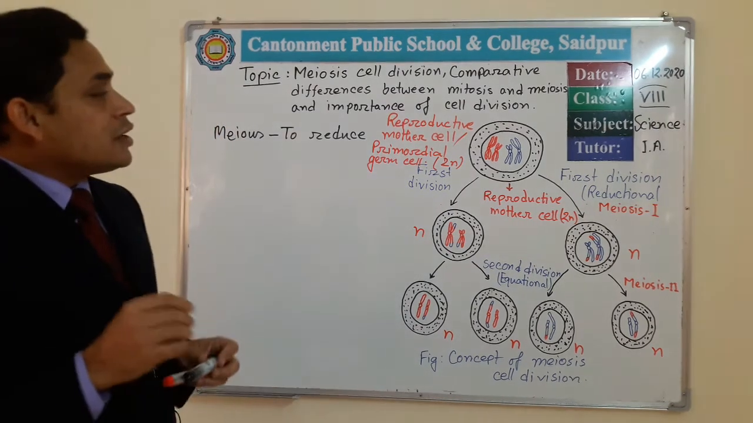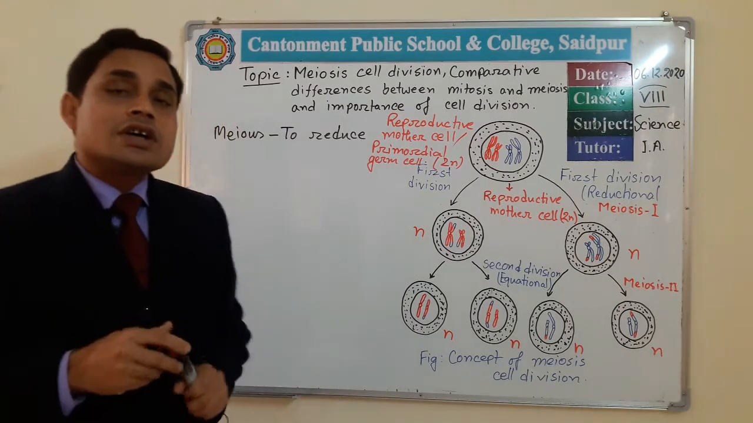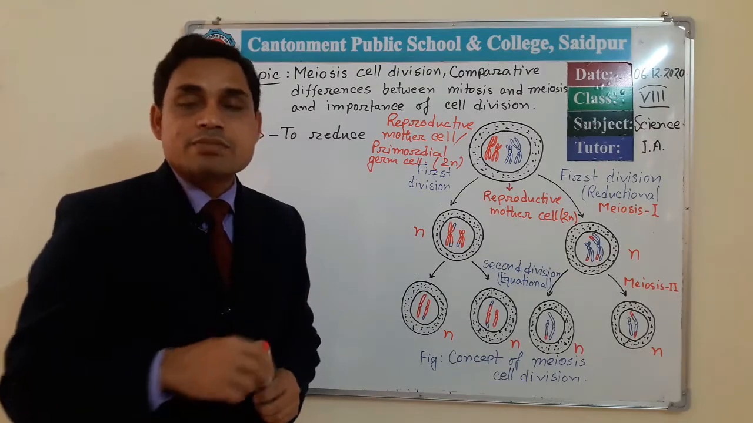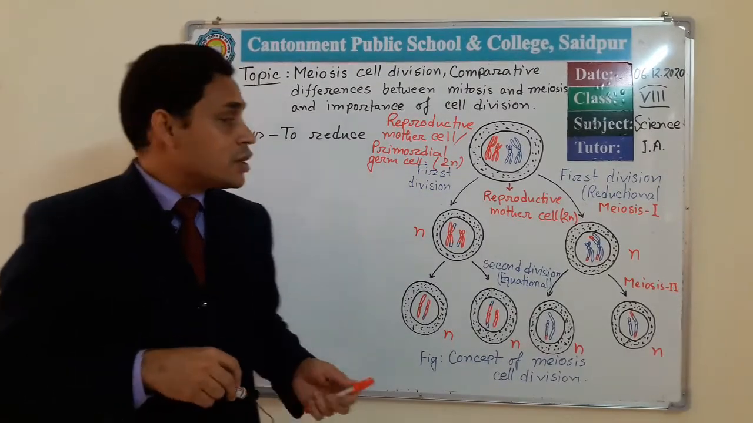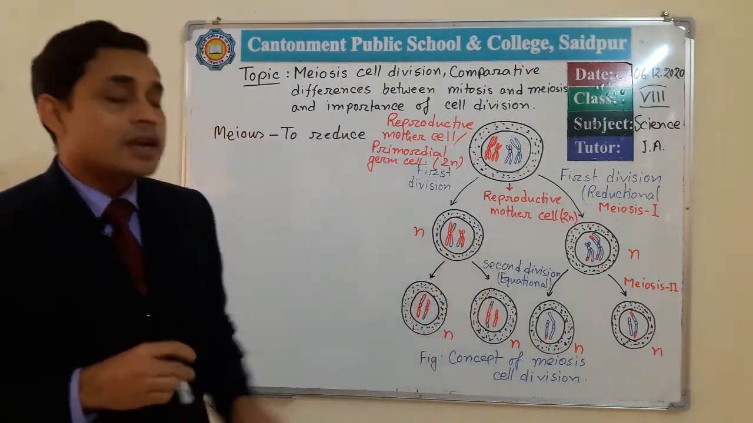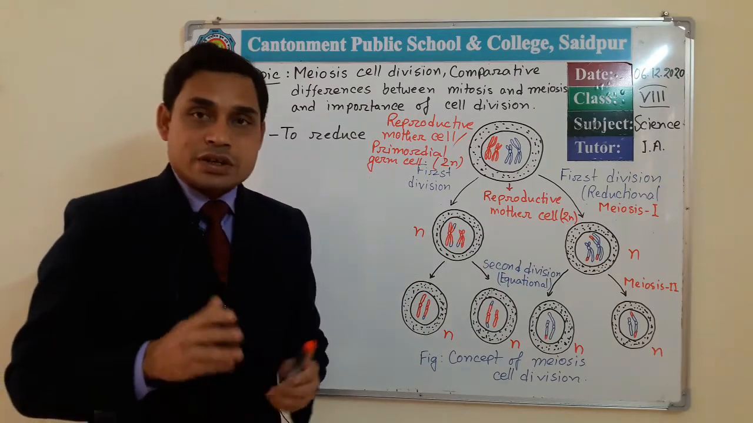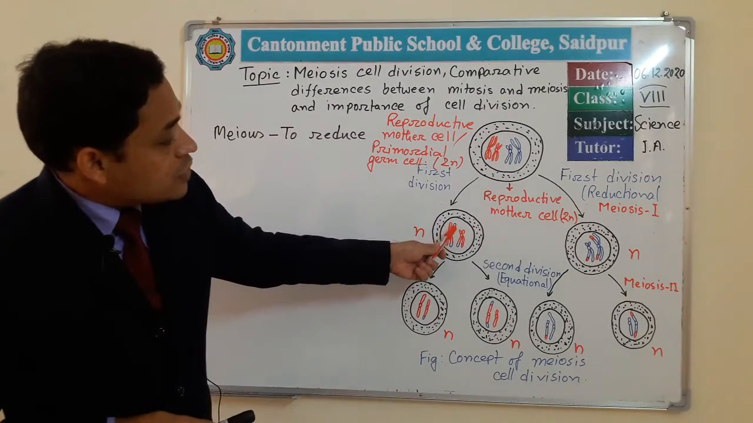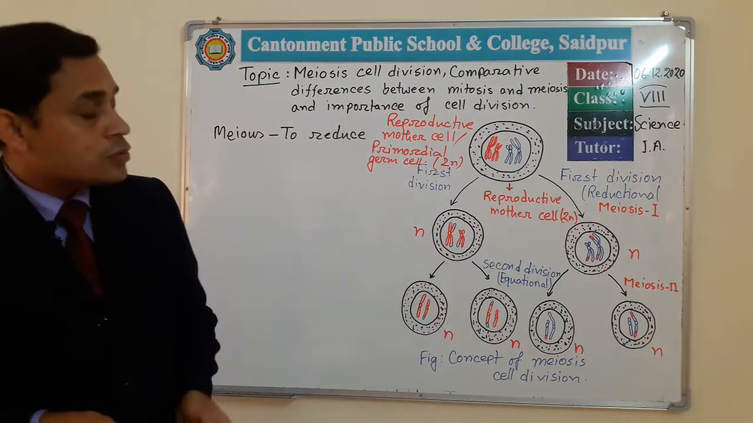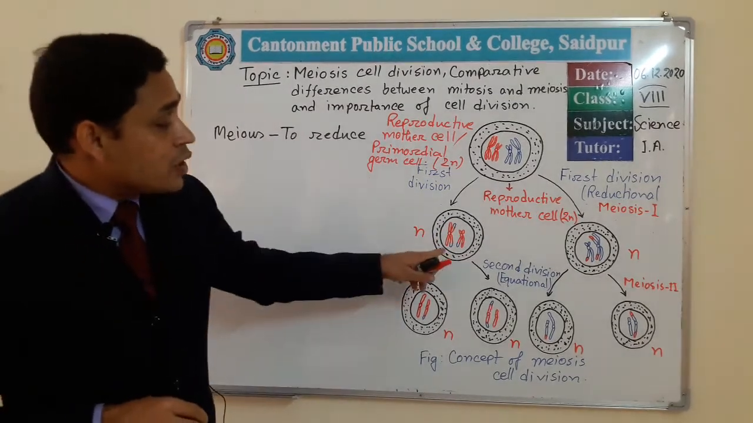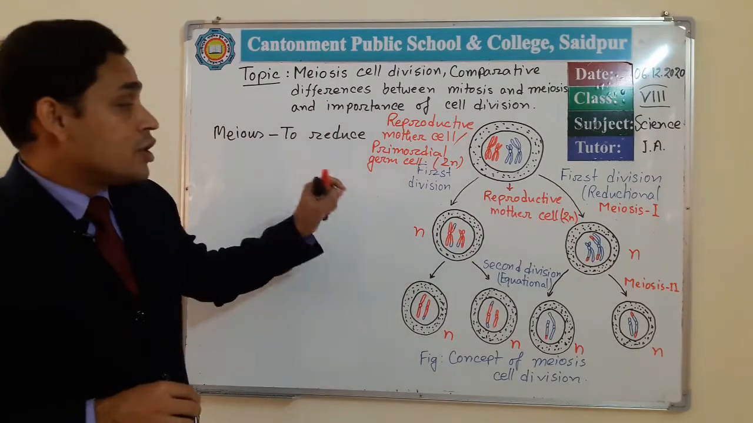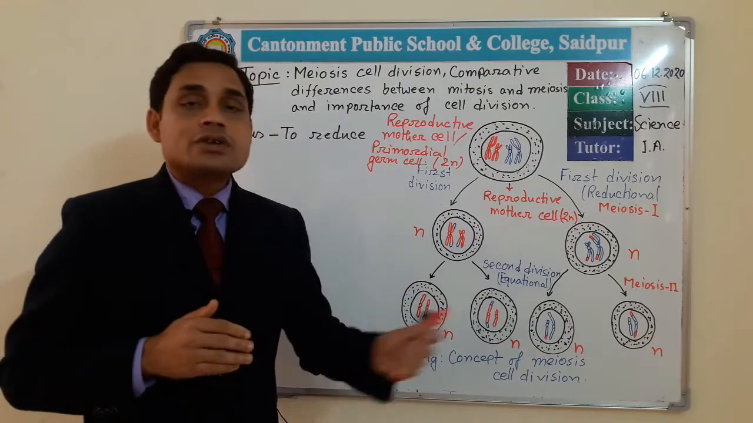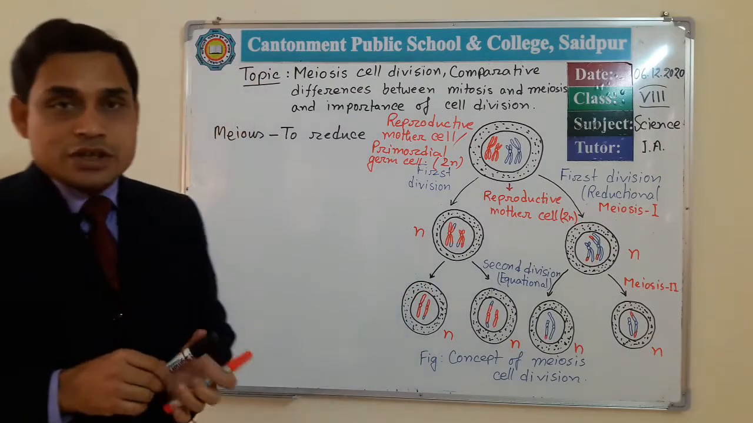Clear? And in mitosis cell division, the chromosomes and nucleus both divide only once, but in meiosis cell division, the nucleus divides twice and the chromosome divides once. Clear? And here we have some changes in the structure of the chromosome. So we can say crossing over takes place in meiosis, but in mitosis no crossing over takes place.